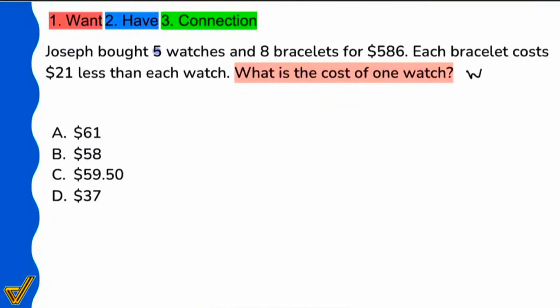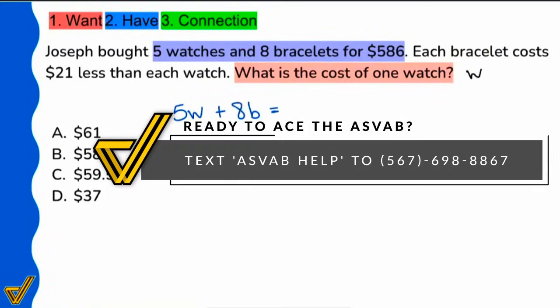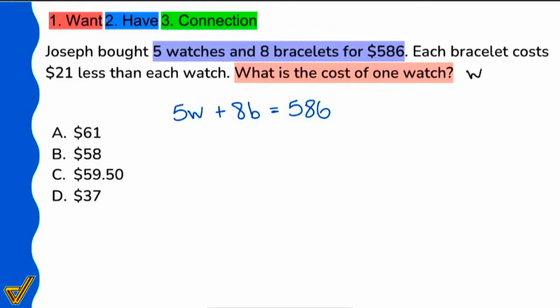It says, Joseph bought 5 watches and 8 bracelets for $586. So everyone, is it true that if we turn that into math, 5 watches would be 5 times the cost of one watch, 8 bracelets would be 8 times the cost of one bracelet, and then if we add all that up, that would be $586. Is that true? Great. Sounds good.